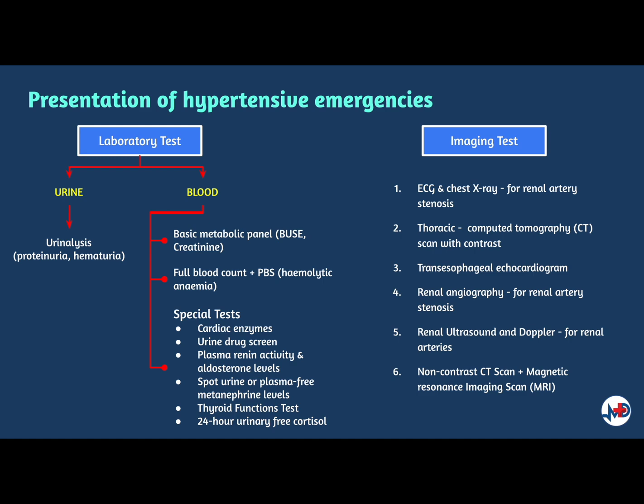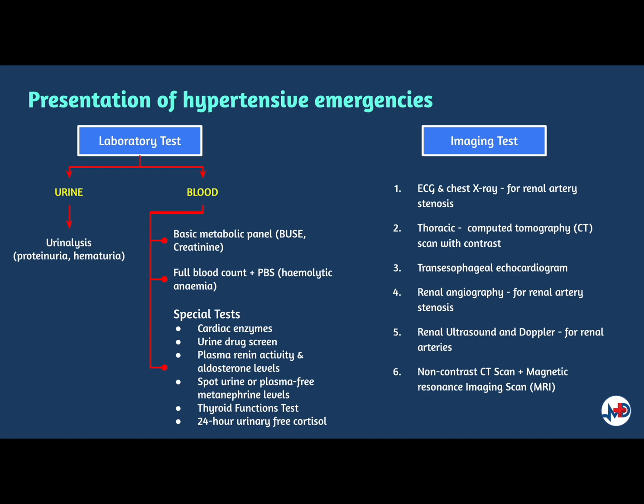Blood tests that can be done include a basic metabolic panel, full blood count, or a peripheral blood screen in the case of hemolytic anemia, and other special tests which include cardiac enzymes to look for cardiac instability, urine drug screen, plasma renin activity, aldosterone levels, a spot urine or plasma-free metanephrine levels after consulting the endocrinology team, thyroid function tests, and also a 24-hour urinary free cortisol to screen for Cushing's.